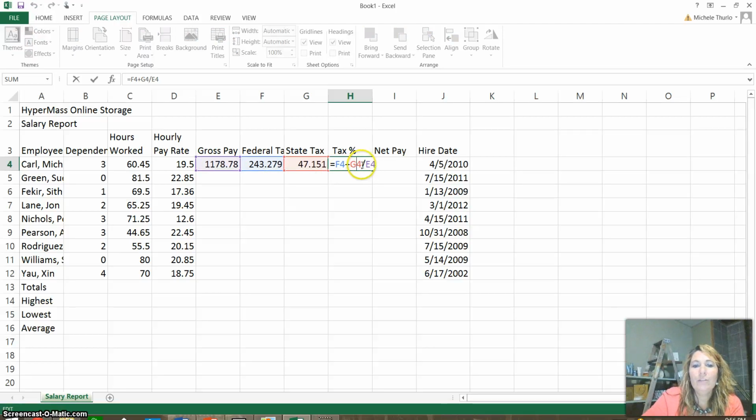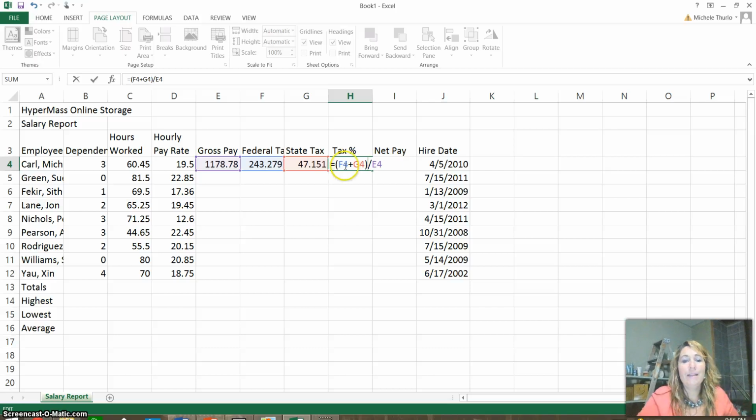What is it I need to do to fix this? I need to look at my order of operations, because right now I'm going to do my division first, because division comes before addition. So I would take my state tax divided by my gross pay and add that to my federal tax. Well, that doesn't make sense. We wanted to add both of our taxes together. So we wanted to add our federal tax and our state tax.